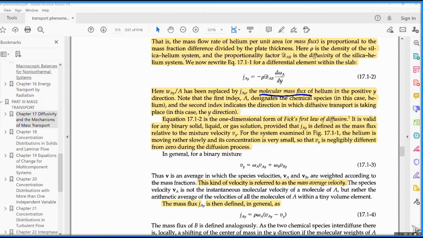So okay, we just defined this molecular transport mechanism. We call this mechanism Fick's first law of diffusion.